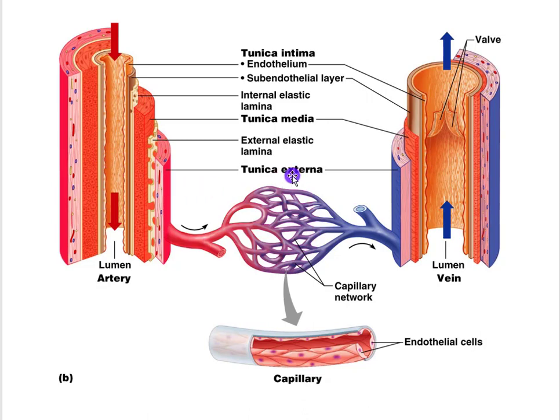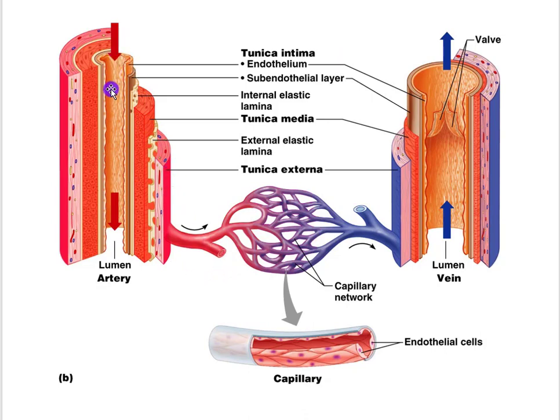And then the last one is the tunica externa. Right over here, we've got the elastic lamina, some more elastic tissue between the tunica media and tunica externa. The tunica externa really is just a bunch of connective tissue that wraps up the whole thing. So from inside to out: tunica intima or tunica interna, then tunica media, followed by the tunica externa.